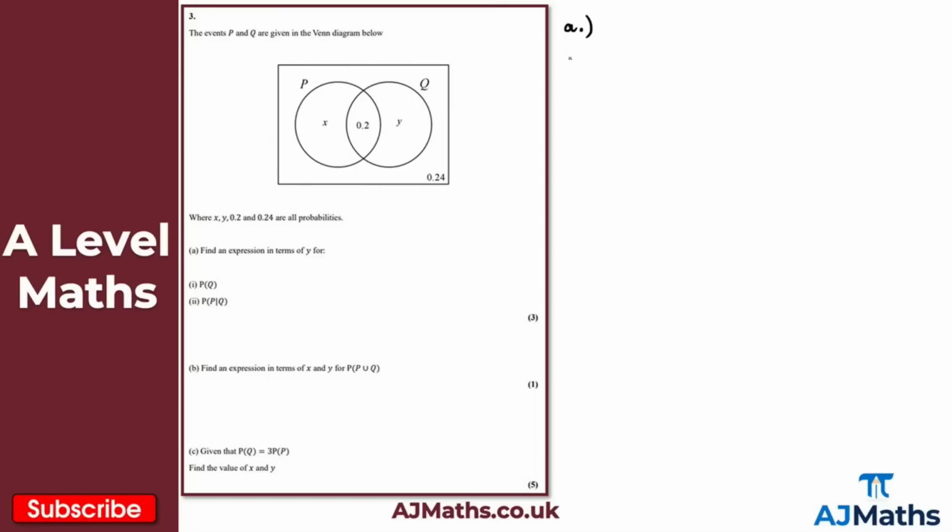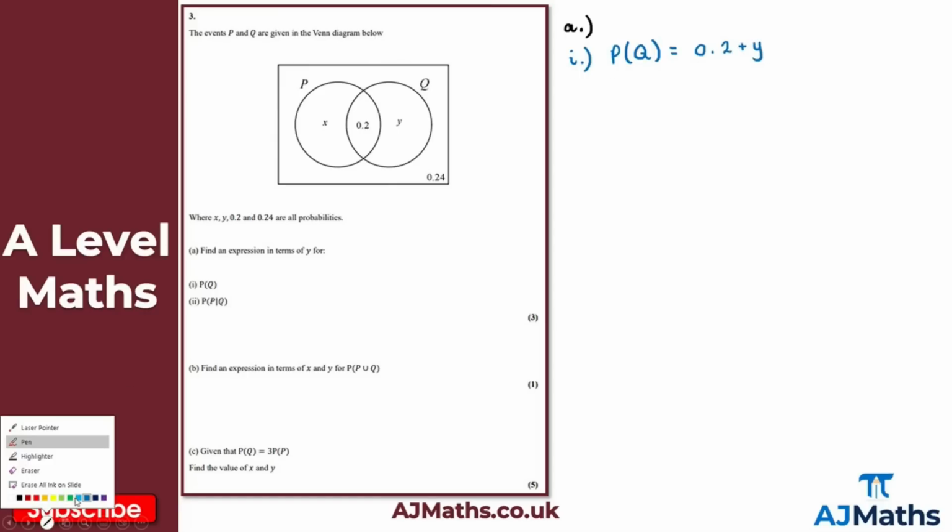So for the first one then, looking at the probability of Q. So for the probability of Q here, that would simply be the sum of the 2 probabilities here that fall inside the event Q. That would be 0.2 plus Y. 0.2 plus Y there. So hopefully nice and straightforward. Then we'll do the second one here. Let's do it in green. So for the second part here, we're looking for the probability of P given Q.